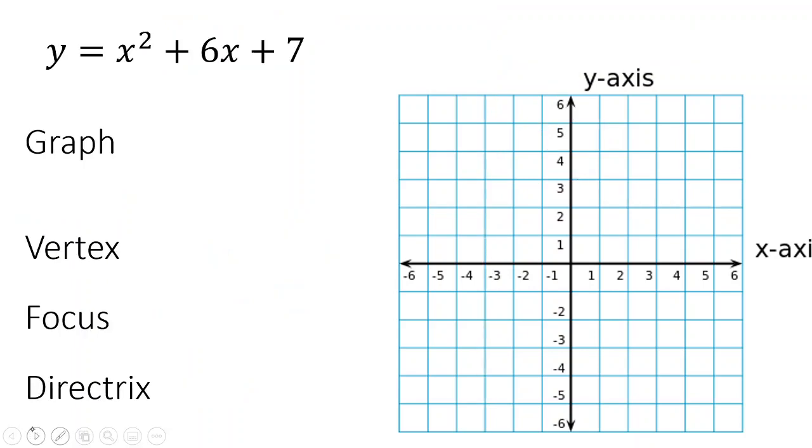Let's move forward. This one's a little bit trickier because, as you'll see, it's not in graphing form, so we have to put it into graphing form. How we're going to do that is through a process called completing the square.